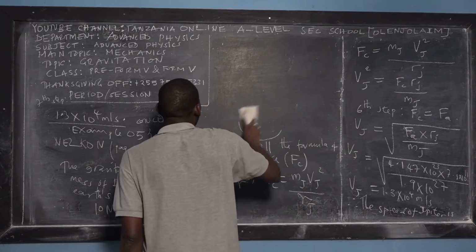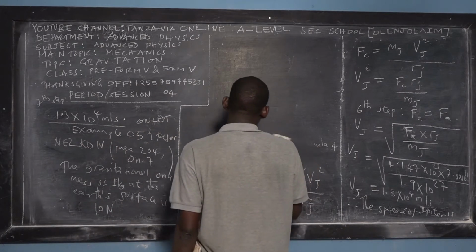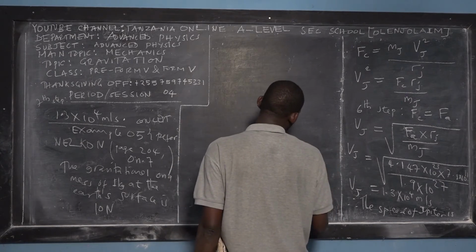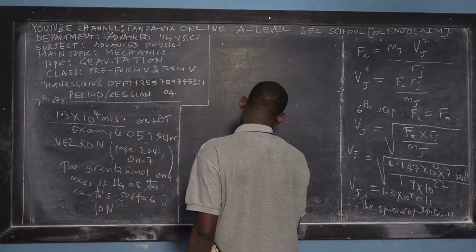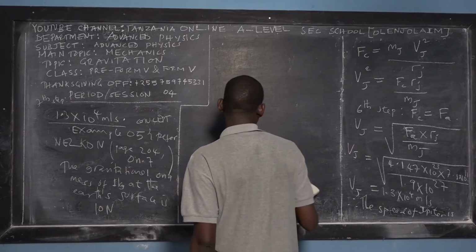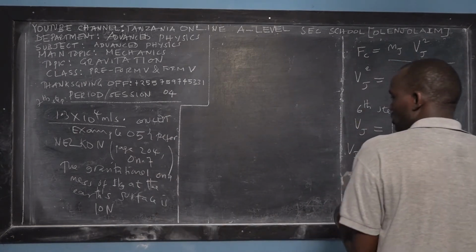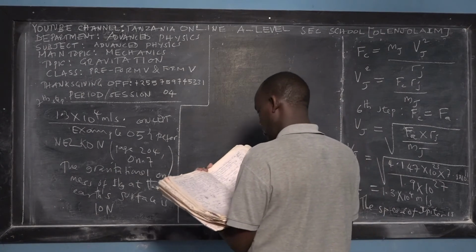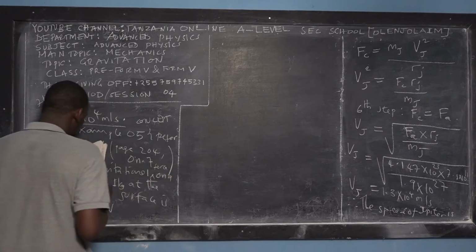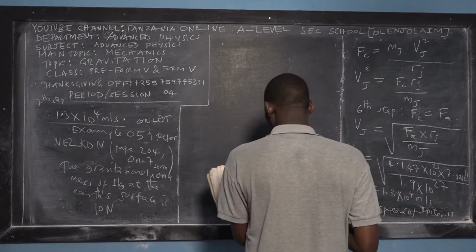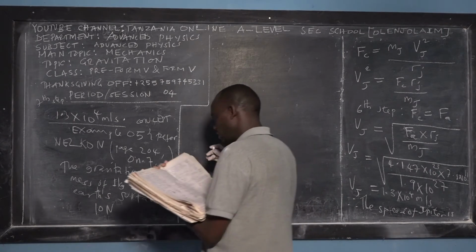If you have any question, please ask in the comment section. The gravitational force, add the word force here, on a mass of 1 kilogram at the Earth's surface is 10 Newton. So that is not that.